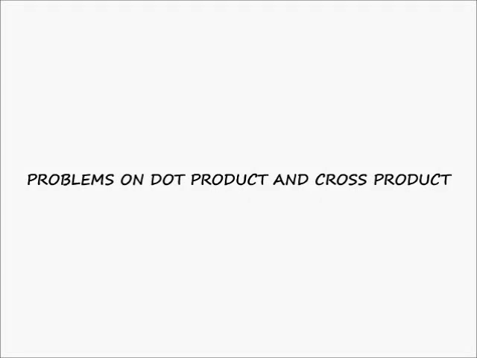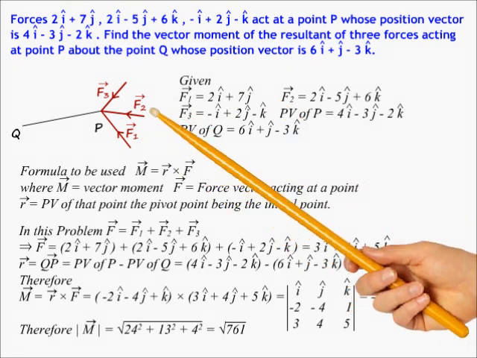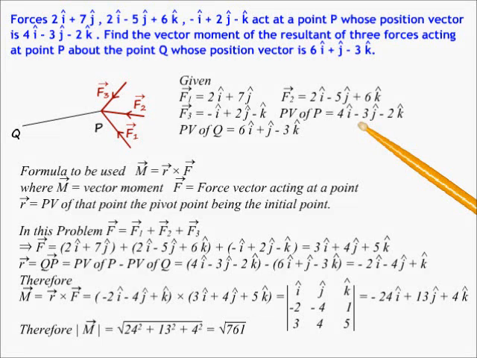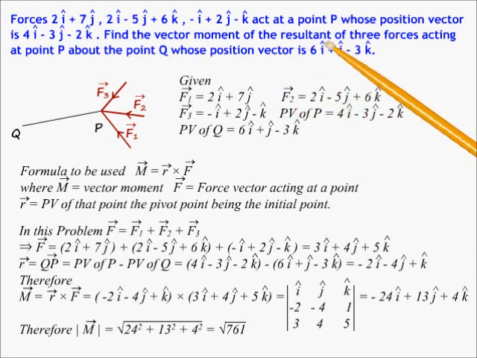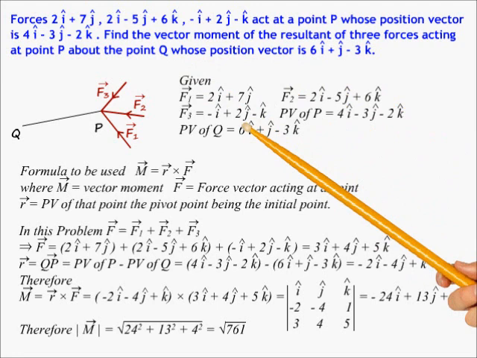In this video, I shall try to solve and explain some typical problems on dot and cross product of vectors in the vector algebra section. Watch this problem carefully. These three forces act at point P, whose position vector is this. We have to find the vector moment, or the moment of the resultant of these three forces, about the point Q, whose position vector is this.